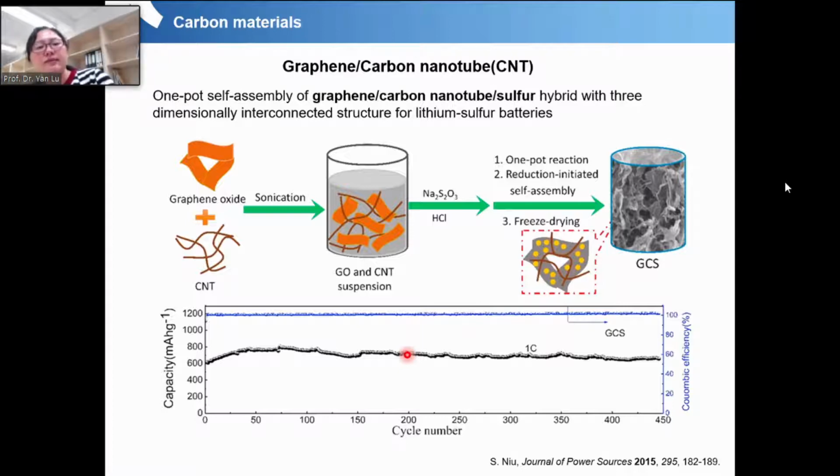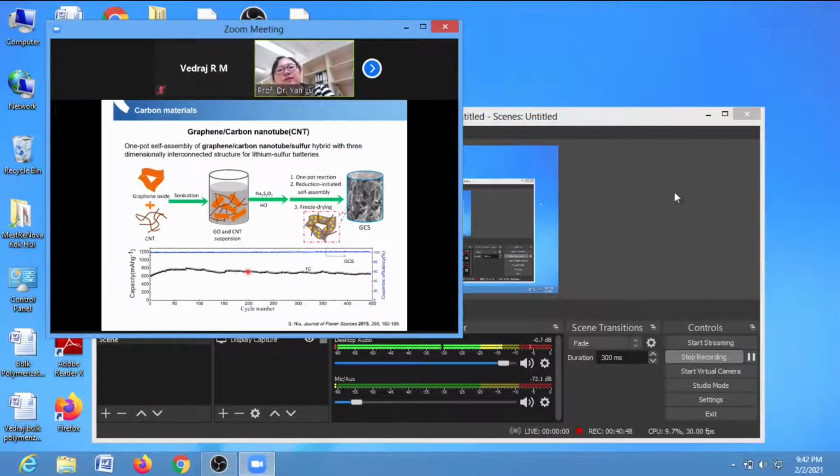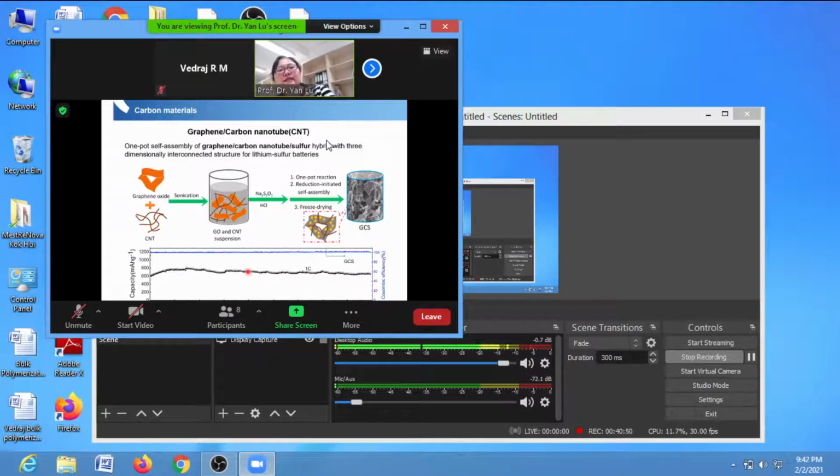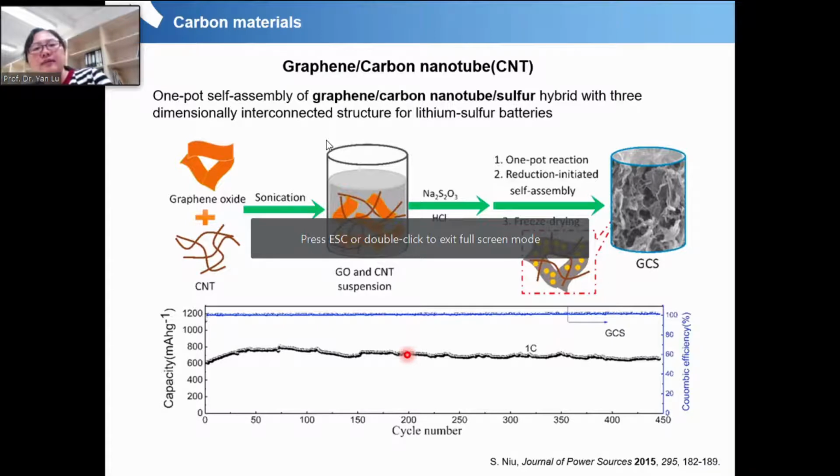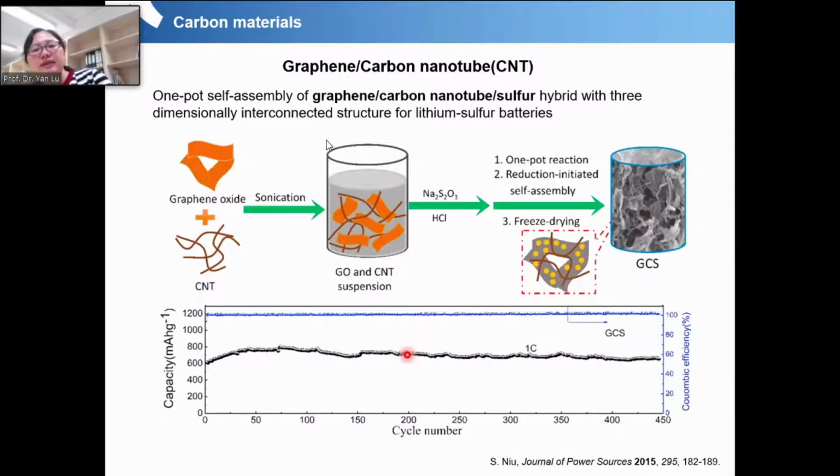And they're also using graphene oxide. The reduced graphene oxide also has very good conductivity, and it can also be used as a very good host material for the sulfur. And that's why they use a combination of graphene with carbon nanotubes. You can see already from the electrochemical performance here.